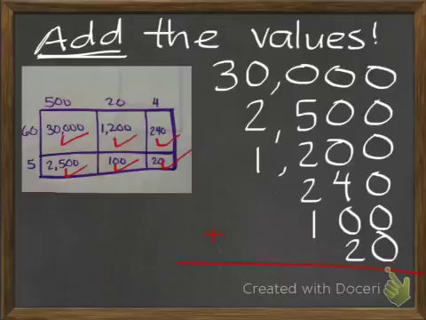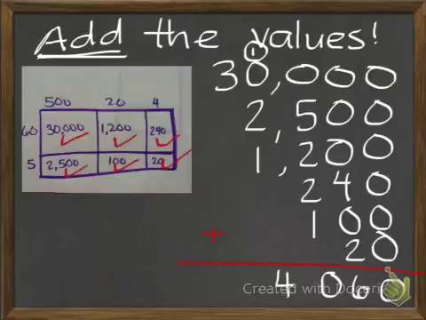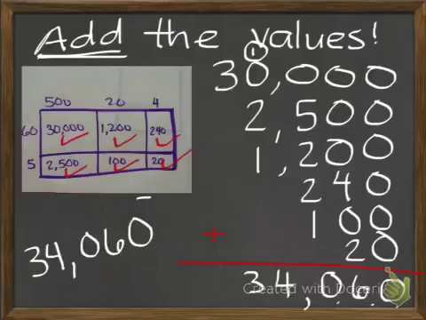And I'm going to go ahead and add. 0, 4, 5, 6, 5, 6, 7, 8, 9, 10. Keep my 0, regroup the 1, 2, 3, 4. And bring my 3 on down. My comma goes after 1, 2, 3 digits, and there's a comma. All right, we found our answer, 34,060. There we go. There's our product.